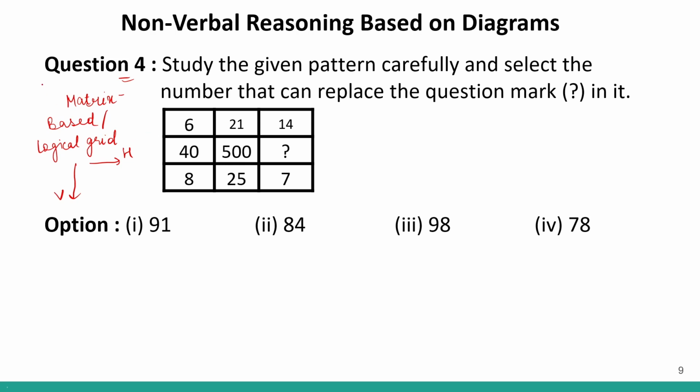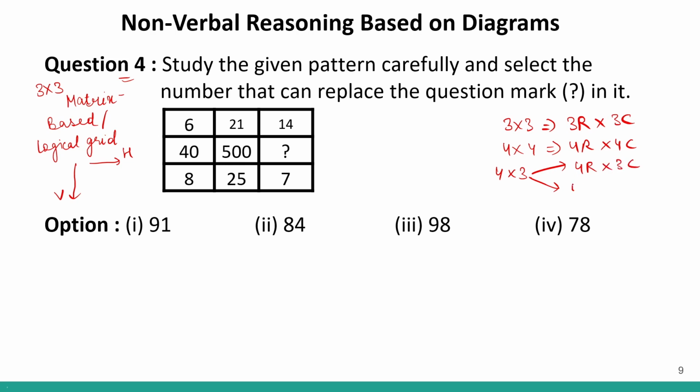Now we are given a 3 into 3 matrix. How many matrix possibilities are there? I told you 3 into 3. That means 3 rows and 3 columns. Similarly, a 4 into 4. That means 4 rows and 4 columns. Or we can get a 4 into 3 matrix. 4 into 3 matrix has two possibilities. Either we get 4 rows and 3 columns, or we get 4 columns and 3 rows. Correct? So this is the possibility of matrix.